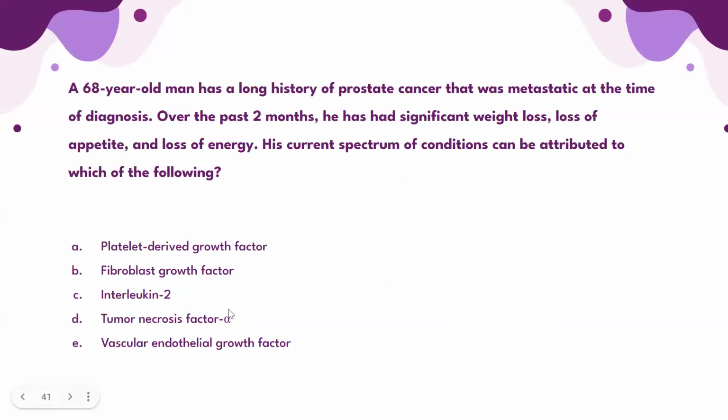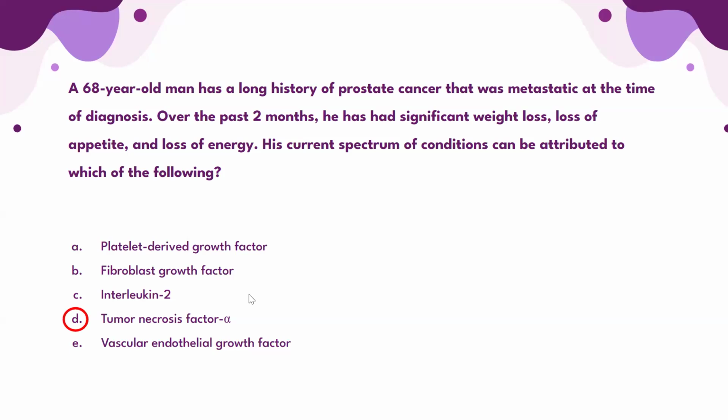Okay, I think this is our last question. Let's go. A 68-year-old man has a long history of prostate cancer that was metastatic at the time of diagnosis. Over the past 2 months, he has had significant weight loss, loss of appetite, and loss of energy. His current spectrum of conditions can be attributed to which of the following factors? TNF. Yes, TNF. Perfect. So TNF alpha is the factor that's causing the cachexia in this cancer patient.